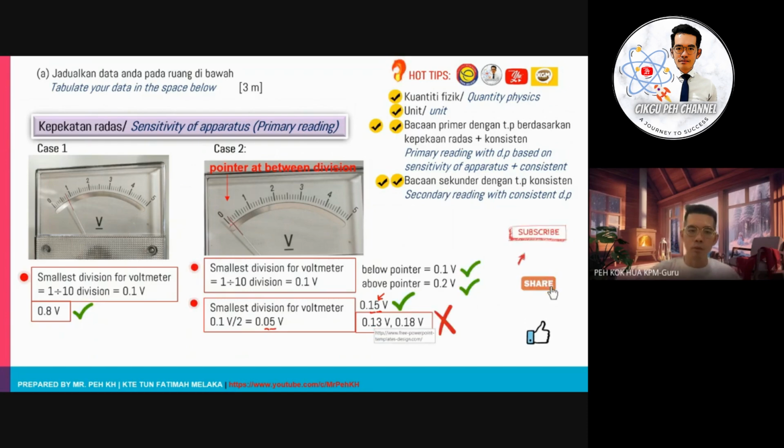Let's say you think that the pointer is closer to the bottom segment, so you give 0.13, and you think that the pointer is closer to the 0.2, you choose 0.18. So this will be wrong. So we just can accept 0.05 for the second decimal places here. So make sure if you choose 2 decimal places, the second decimal place will appear as 0 or 5.